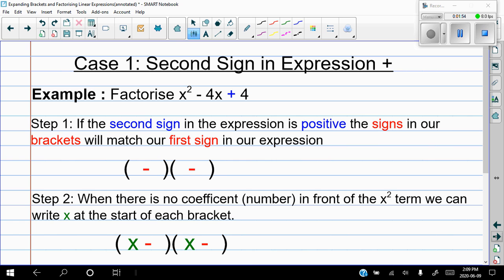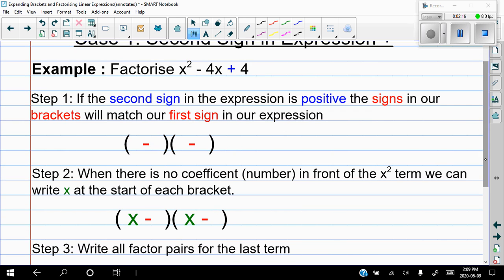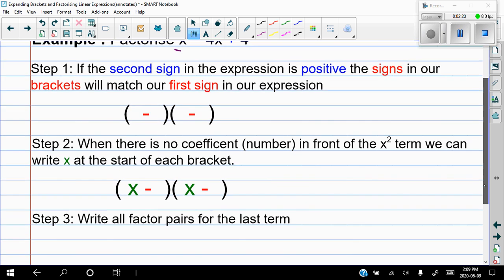Next example, we're going to factorize something that has a negative as our first sign and a positive as our second. So we know that our signs will match our first. So we're going to get minus and minus. Just like in our last example, we had plus and plus, now we're going to have minus and minus. Same case. And then we don't have a number in front of our x squared term, so we can just write x minus, and we'll have to start writing out our factor pairs for our x squared minus 4x plus 4.